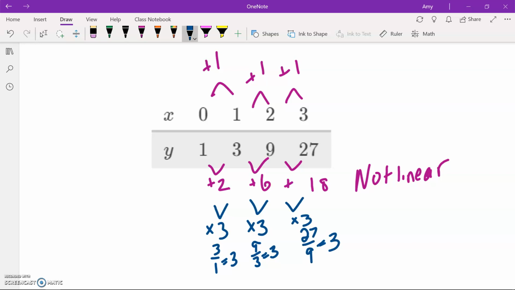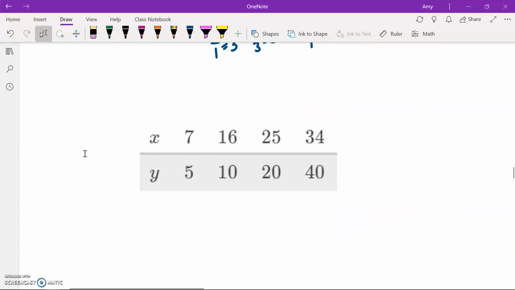So I see that the ratio every time is the same, or that I'm multiplying by the same number every time. So because I'm multiplying by the same number, I know that it is an exponential function because I was not adding by the same number, but I was multiplying. Let's look at another example.